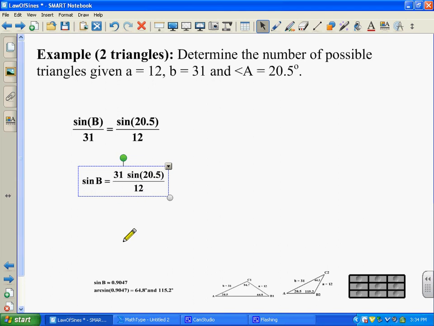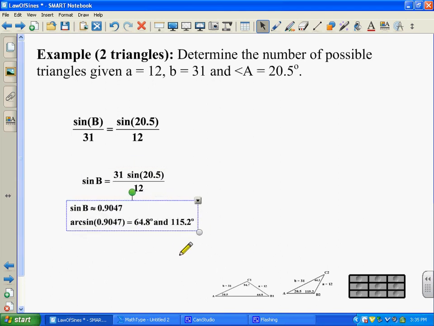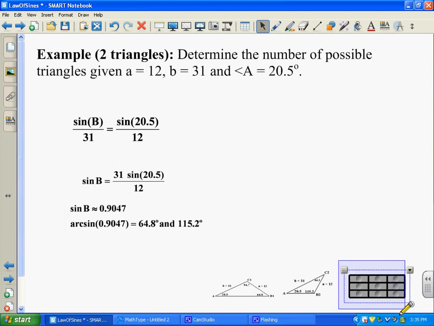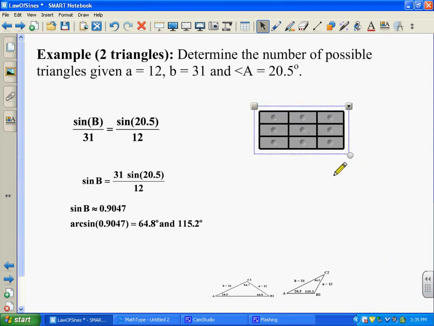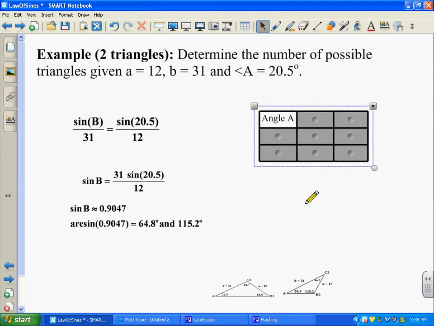That's going to give us an expression for just the sine of B. So here we have that, and we can now get our calculator to help us out. And we see that the sine of B is 0.9047, and there are two angles possible here, 64.8 and 115.2. So again, we're going to go ahead and make up a table and see what that gives us. So angle A, angle B, angle C. Again, angle A is 20.5. We cannot change that.